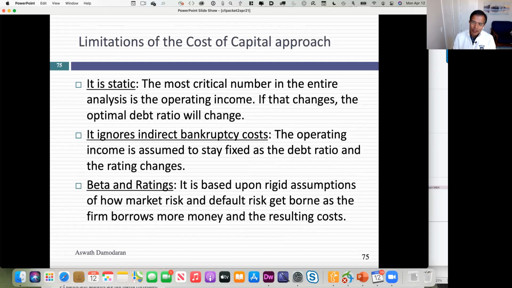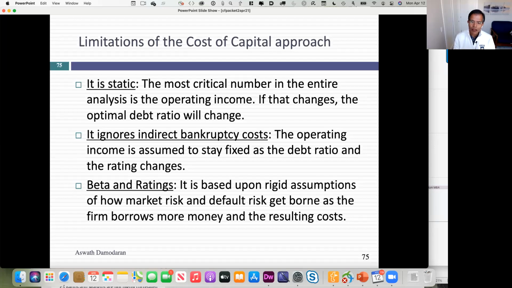Now, that approach is pretty straightforward, but I'm going to be honest about its limitations. First, it's static. I'm using last year's operating income, and I'm playing all these games of what the company can borrow based on last year's operating income. Second, it ignores indirect bankruptcy costs. Remember we said as your rating drops below a certain level, at least BBB, BB, your revenues start to be affected. I kept my revenues, EBITDA and EBIT the same as I went from 0 to 90% debt.